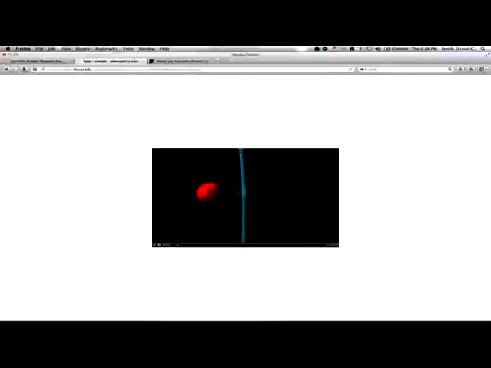The movie that Dan's bringing up shows some of the particle motion. Under the influence of a magnetic field, a particle will gyrate around the magnetic field line. That's what this little red particle is doing. It's also free to move along the magnetic field line, so it follows a helical path along the magnetic field line.